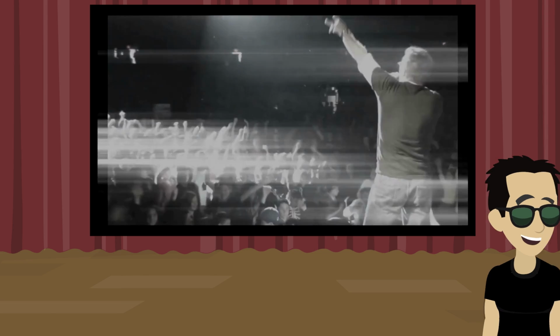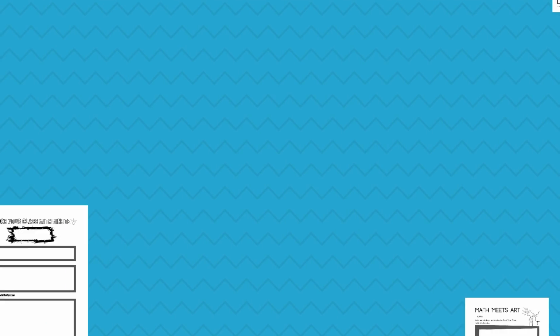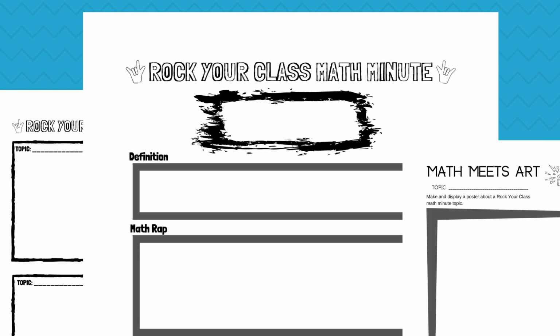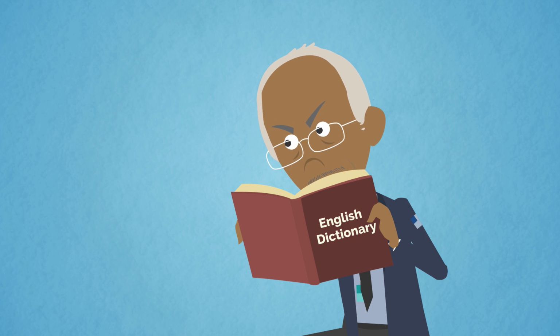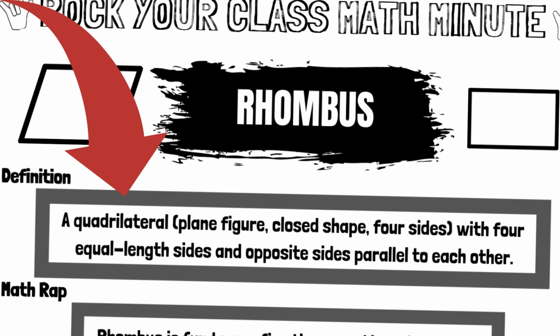Get ready for today's Math Minute topic. Rhombus. What does the dictionary say? A quadrilateral, plane figure, closed shape, 4 sides, with 4 equal length sides and opposite sides parallel to each other.